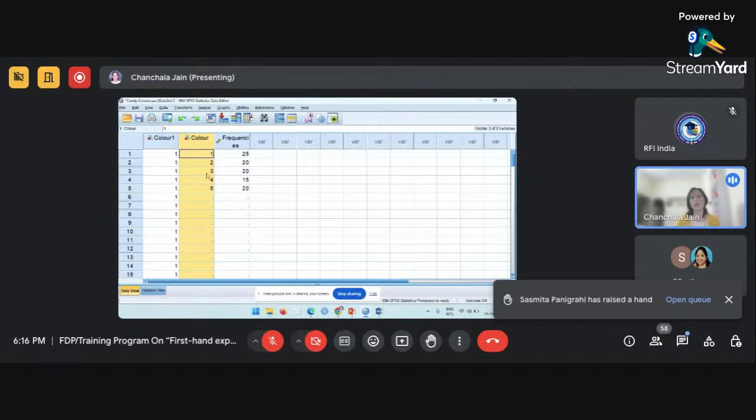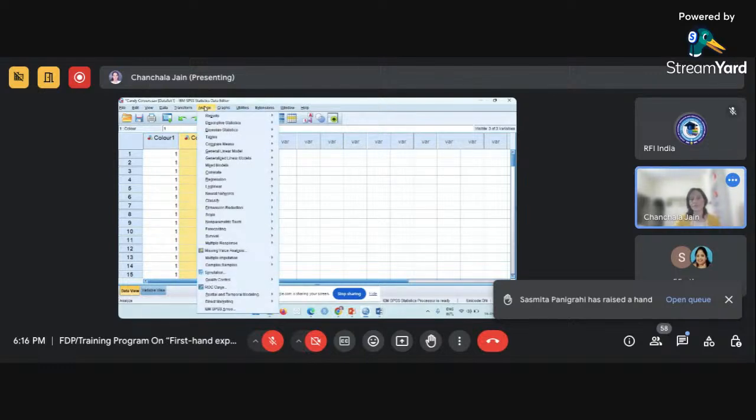For that, you need to again go to Analyze, go to Nonparametric Tests, then go to Legacy Dialogs and select Chi-square. I have performed the same thing, but firstly I need to show you what problem SPSS will give if you do this, and then we will go to the correct way.